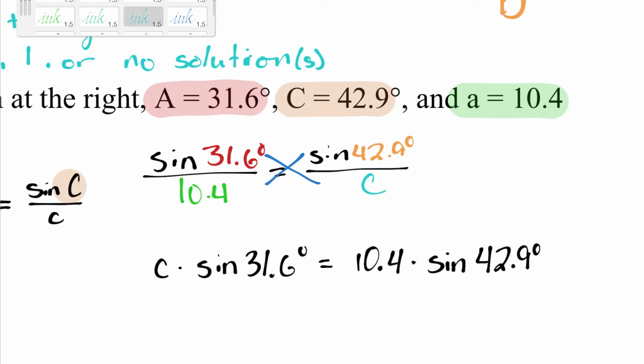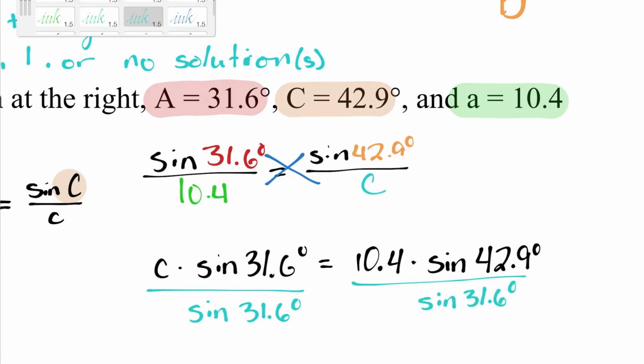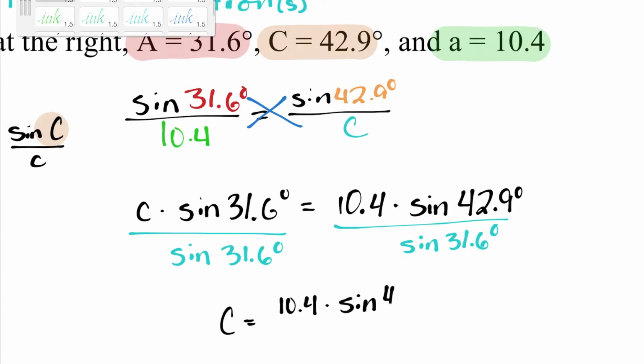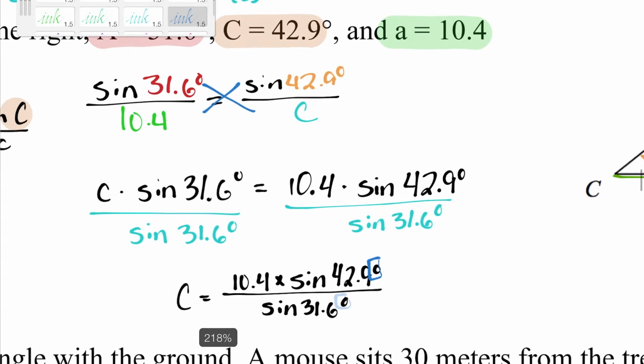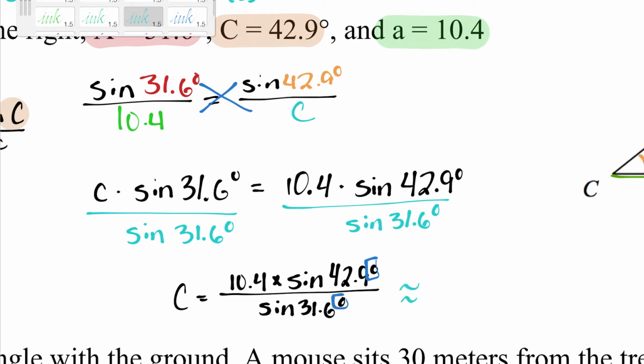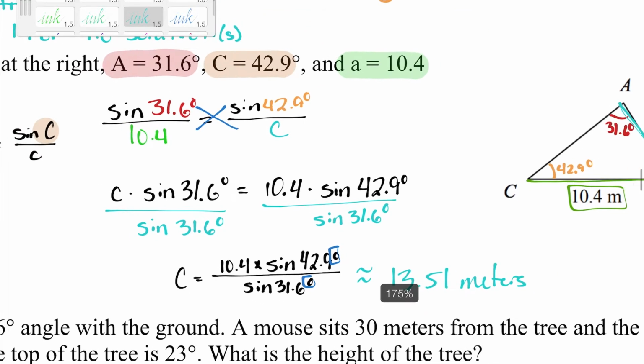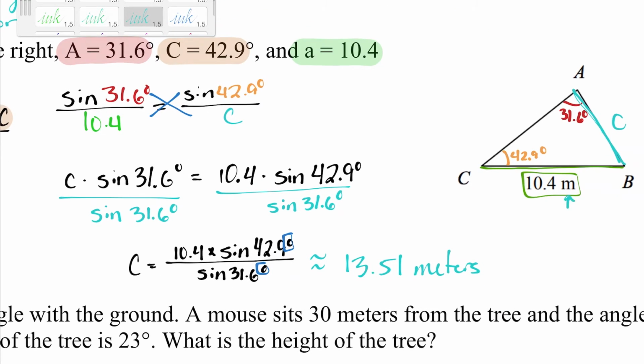I want to get C alone, so I'm going to divide by the sine of 31.6 degrees over to the other side. In my calculator, I can plug all of this in. I do want to make sure that I'm in degree mode since we are using sine of some degree. Once I plug that in, I'm going to end up with about 13.51 meters. We want to make sure we're in meters because they said that we were in meters to begin with.